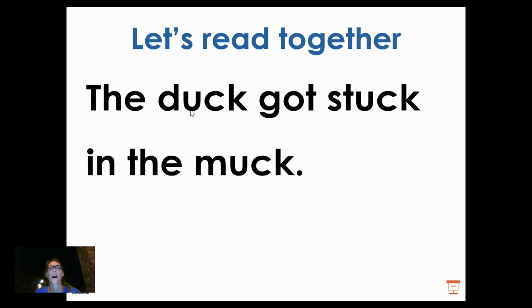The duck got that a really doesn't sound as much like an ah in got as it could. We could stretch it out and get got, stuck. The duck got stuck in the muck. In the muck. Okay.